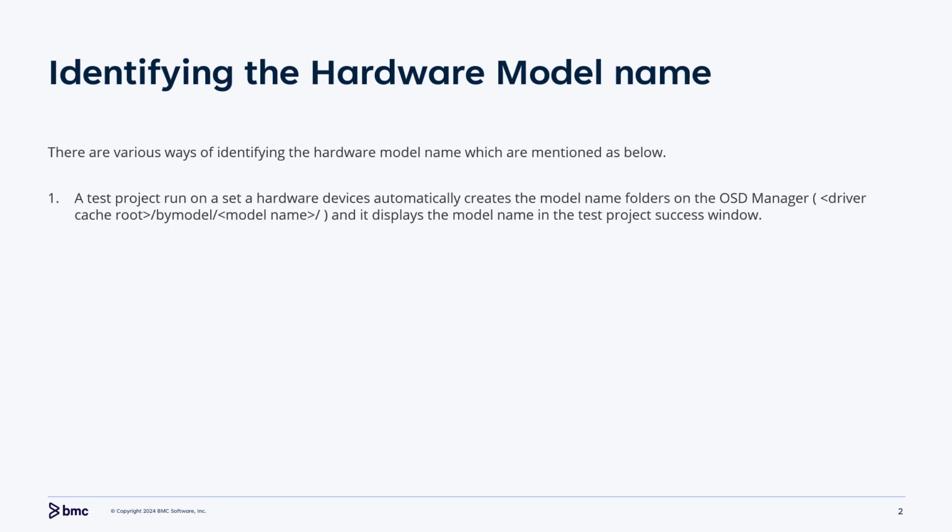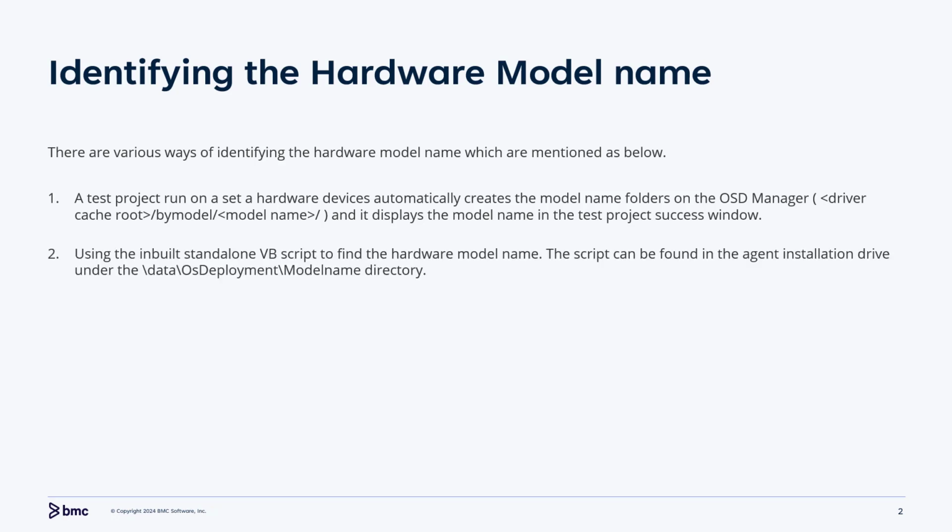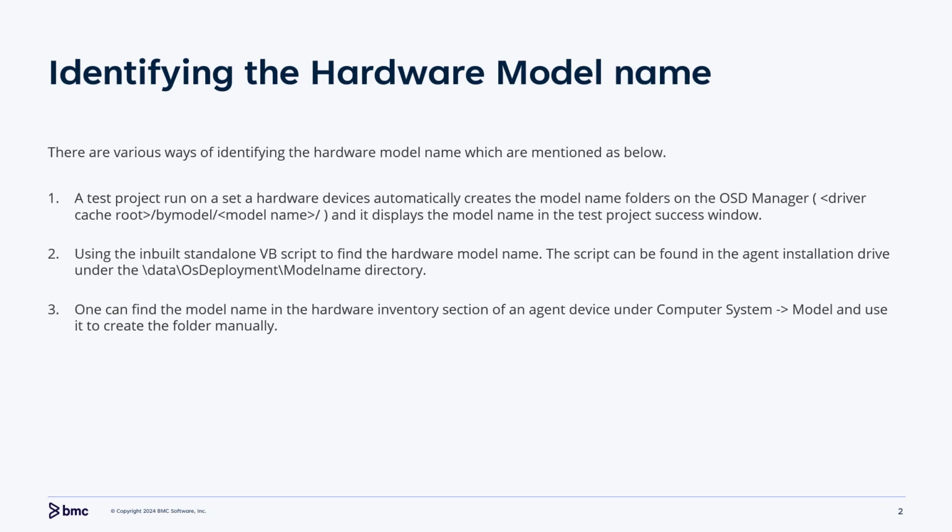1. When a test project is executed on a group of hardware devices, the model name is automatically displayed in the test project success window and created as folders on the OSD manager device. 2. Finding the name of the hardware model by using the built-in standalone VB script. The script is located in the Data OS Deployment Model Name directory on the Agent Installation drive. 3. The model name that can be found under Computer System Model in the Hardware Inventory section of an agent device.